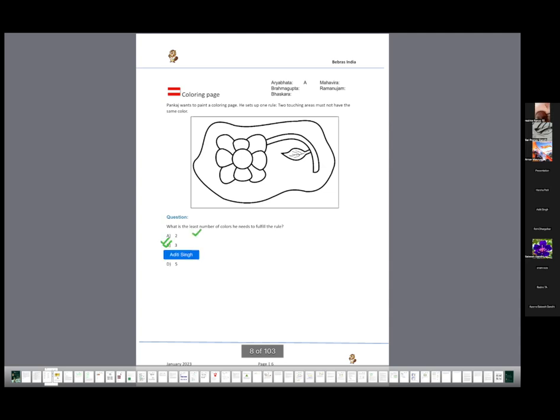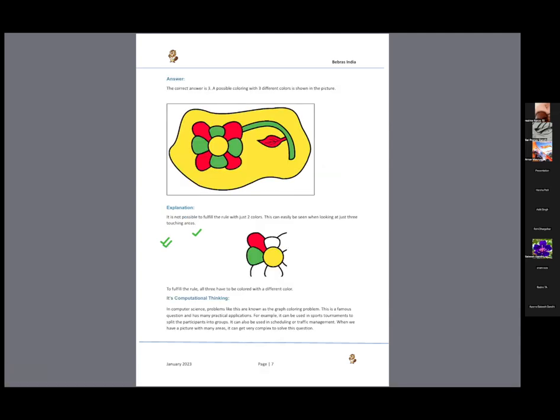Does anybody have a doubt? As you can see in the booklet, the answer is also given as 3, where you can see near the flower, the most number of colors intersect. So does everybody understand or anybody has any doubts?